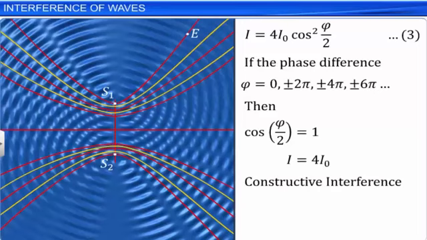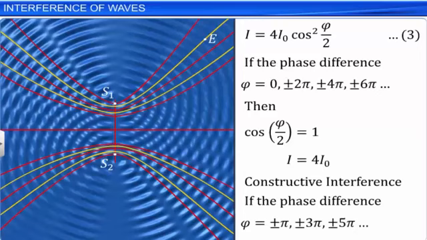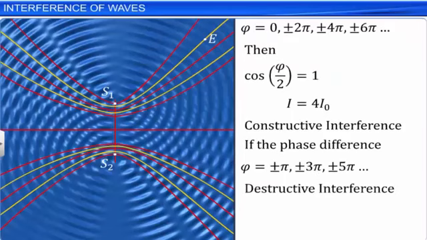If the phase difference phi is equal to plus or minus pi, or plus or minus 3 pi, and so on, we will have destructive interference leading to zero intensity. These points are the interference minima. This represents the general condition for destructive interference in terms of phase difference. If the two sources are coherent, then the phase difference at any point does not change with time. Hence, the interference pattern formed is stable.